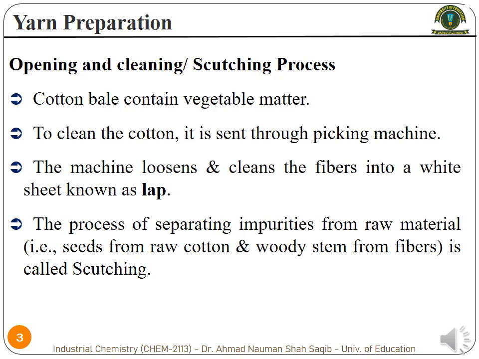So the first step in yarn preparation is to remove all the remaining vegetable matter and other waste material inside the cotton. So the first step is the opening of the bale and then the cleaning of the bale. In this process the cotton is mostly sent through a picking machine. That machine first loosens and cleans the fiber, and then forms very fine sheets of clean cotton, which we call lap.